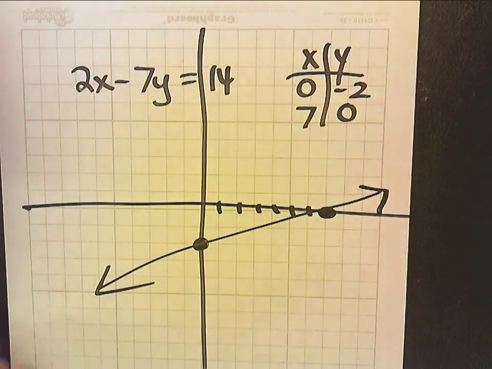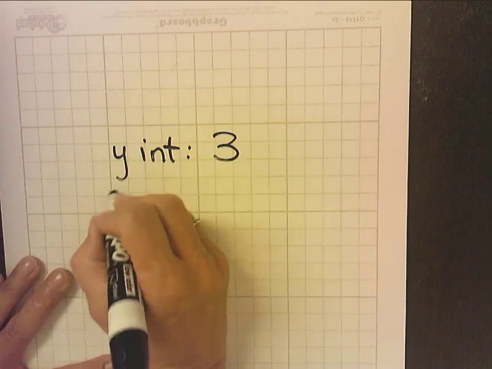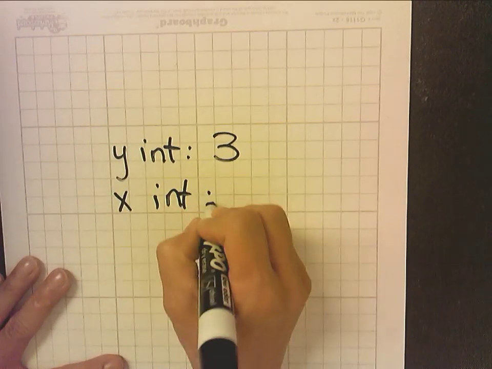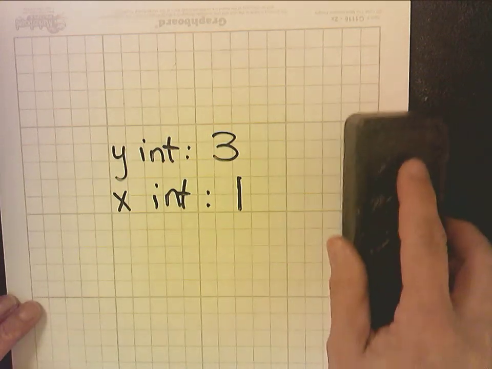And then for number 4, it asks you to identify the x and y intercept. From the graph, the y-intercept is 3, and the x-intercept is 1. Okay, so you have completed this. You may start the homework until I tell you to stop.